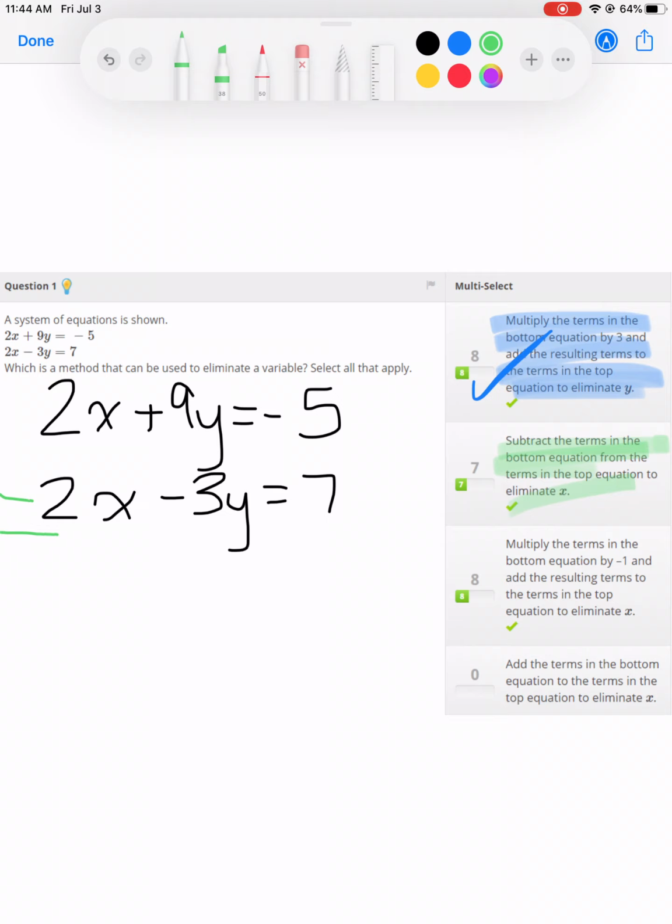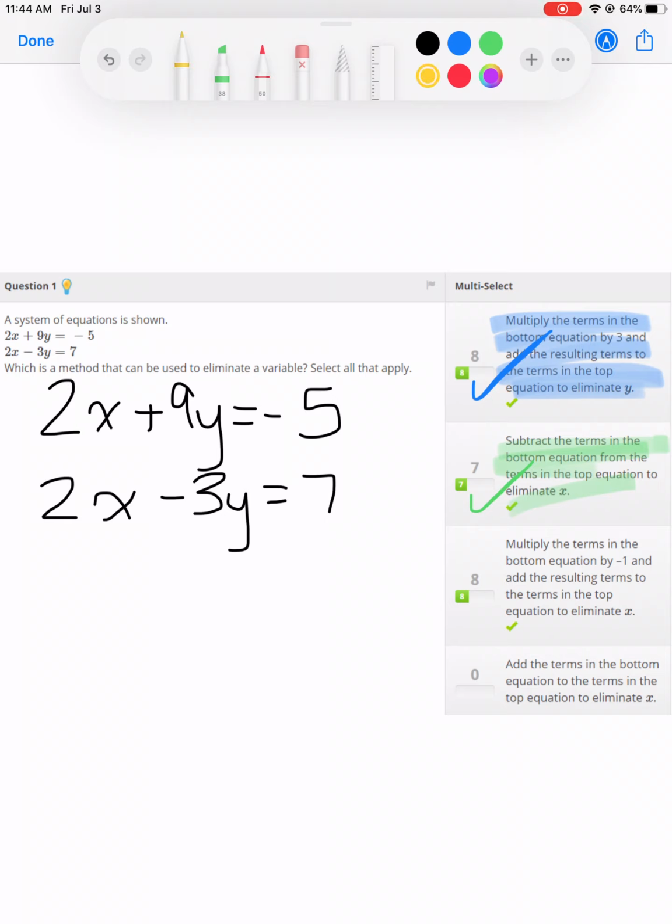So subtracting 2x minus 2x is 0x. Because it's 0x, now the x term has been eliminated, I can just solve for y. So that'll be 9 minus negative 3 is positive 12y. Negative 5 minus 7 is negative 12, and I can solve for y. So that one does work too. Okay, that one was nice and easy. So that is why that one's a selection.